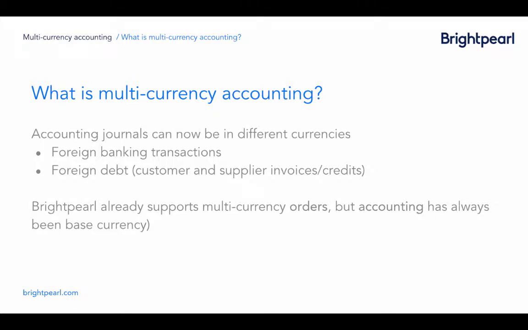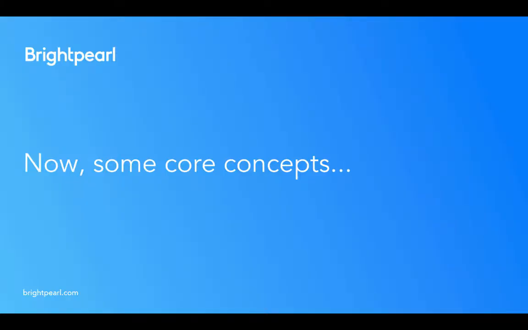So what is multi-currency accounting? The main difference that we've introduced over prior versions of Brightpearl is that you can now account for a journal in different currencies. And an accounting journal includes banking transactions and customer and supplier invoices. Brightpearl's always supported foreign currency orders, but the accounting, in other words the payments for those orders, has always just been in your base currency. So let's drop in and we'll tackle some core concepts.